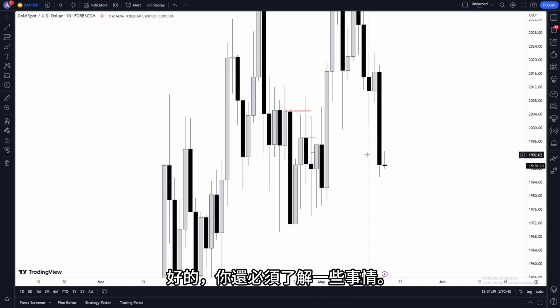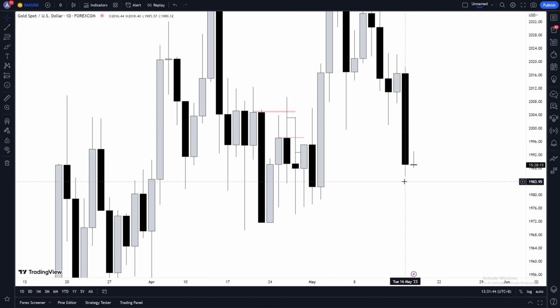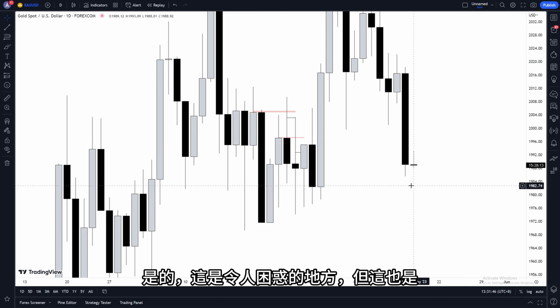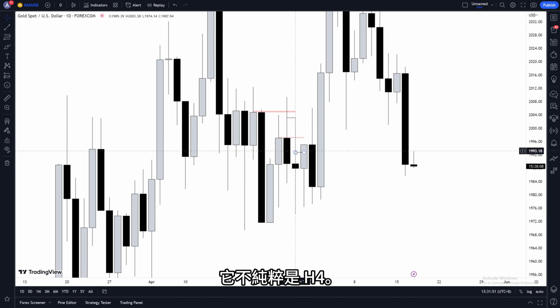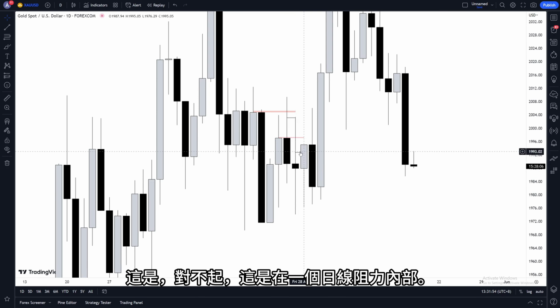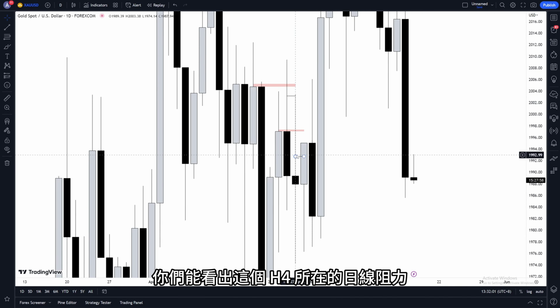Okay, and you also have to understand something else. This is not a pure H4 play. Yes, this is where it gets confusing, but this is also where it gets beautiful. This play, that was a H4 open close, right? It was not purely a H4. Guess what? This was inside a daily resistance. Can you guys spot the daily resistance that this H4 was inside?